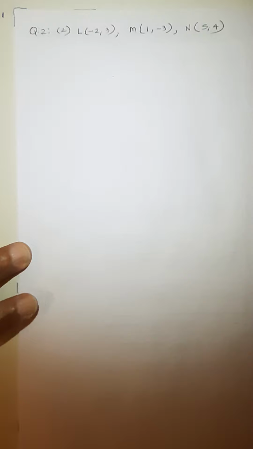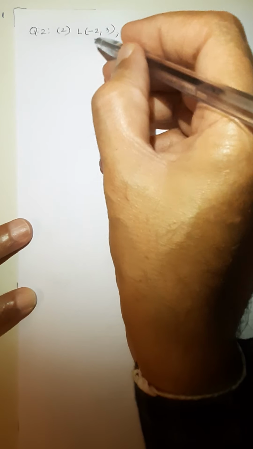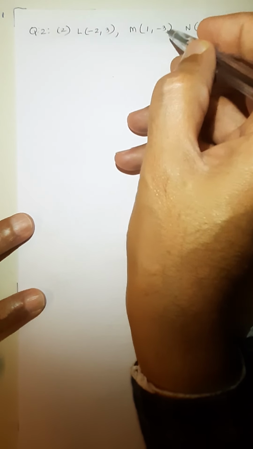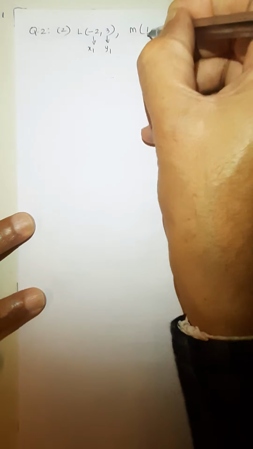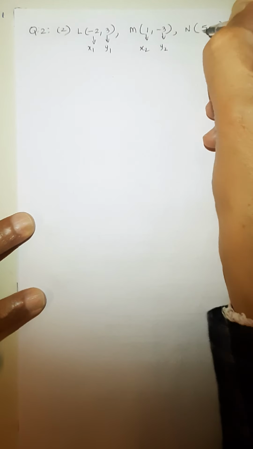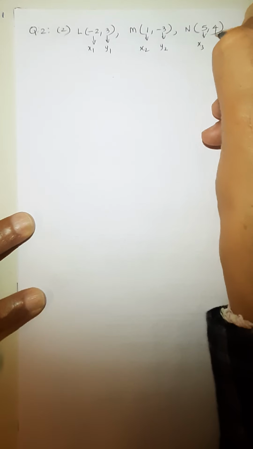Okay, in question number 2. So this is the second question. The 3 points are L, M, N. L has ordered pair minus 2, 3. M has ordered pair 1, minus 3, and N has 5, 4. Okay, this is x1, this is y1, this is x2, this is y2, this is x3, this is y3, like that.